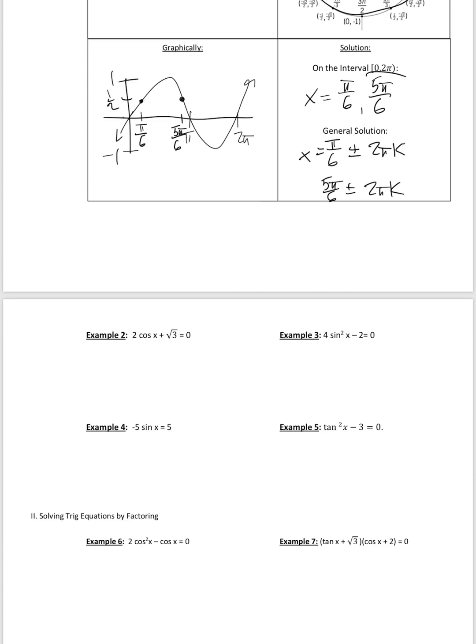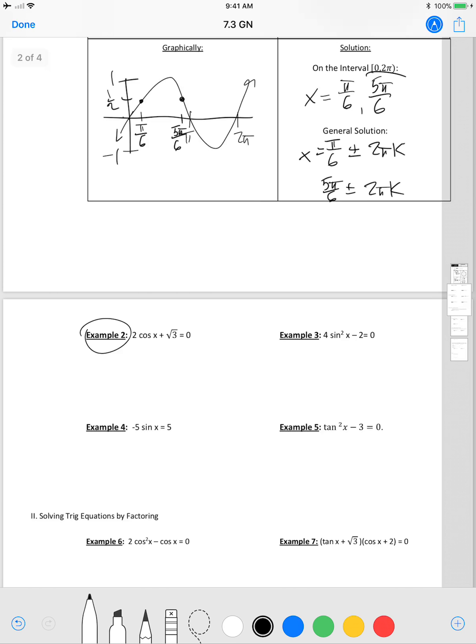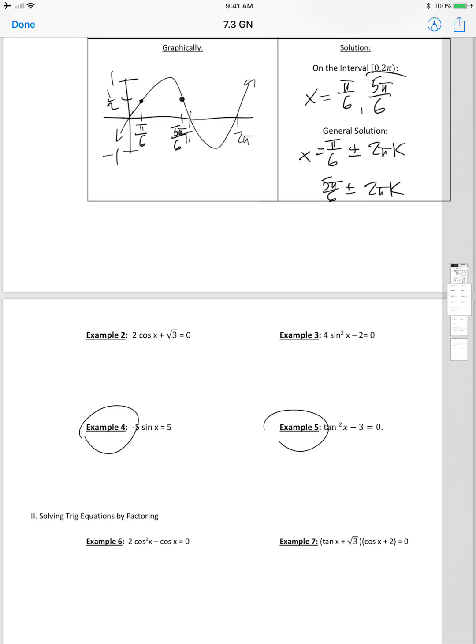I will go through examples. Sorry, I'm trying to decide which would be more worth your time for me to go through. I'm going to go through examples 2 and 3, and then I'll ask you to do examples 4 and 5. Okay. So let's look at example 2. I need to isolate the trig function, so I'll subtract the square root of 3 from both sides, and then divide both sides by 2.